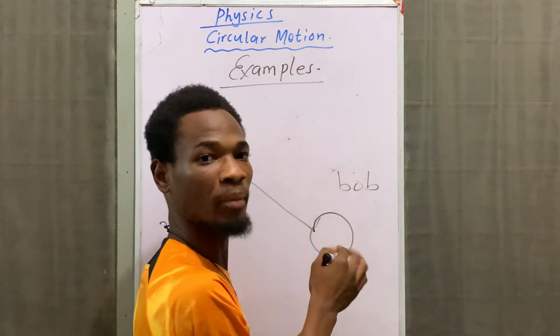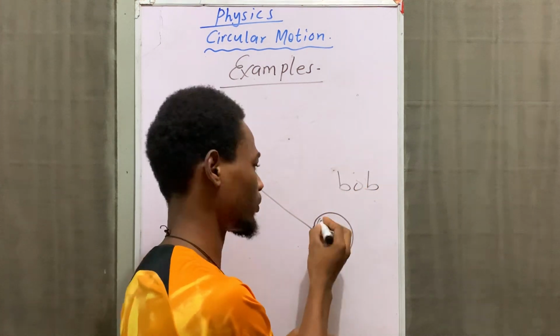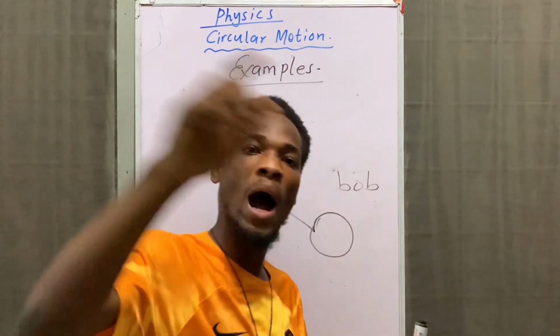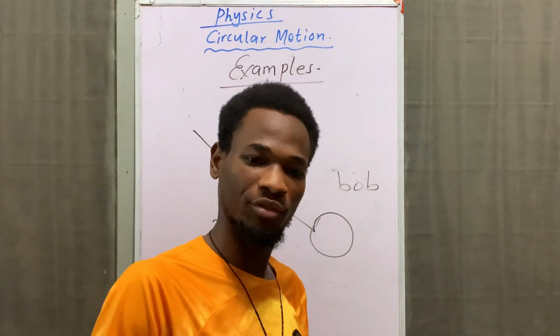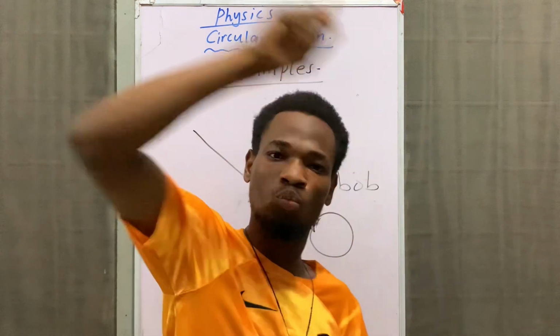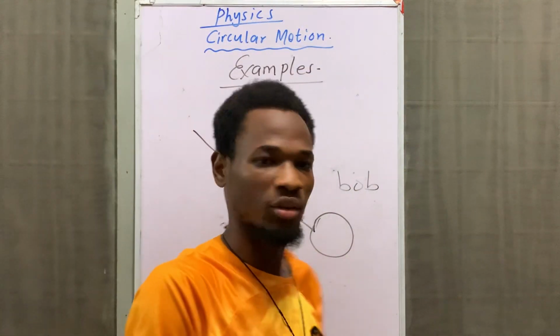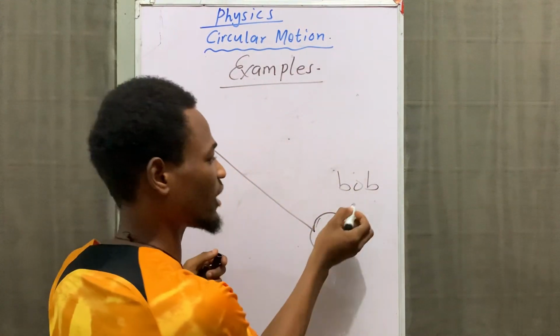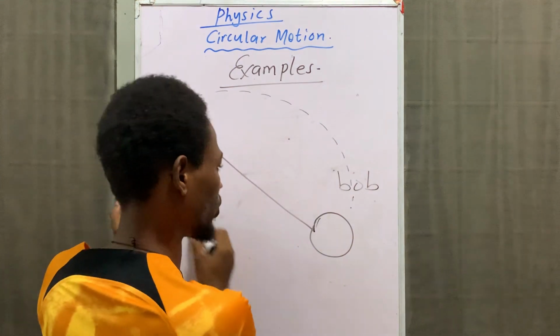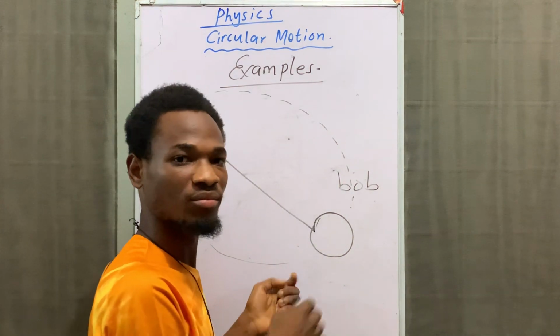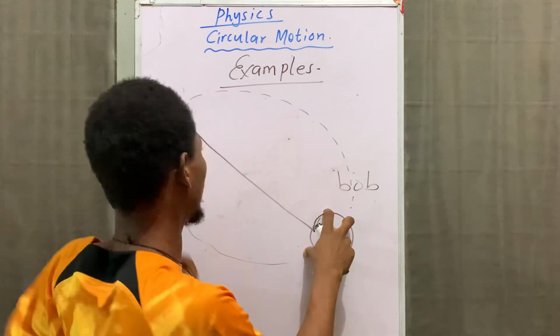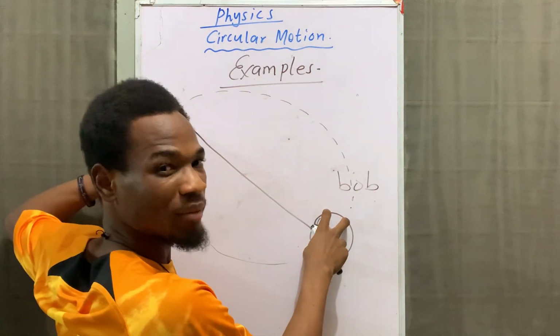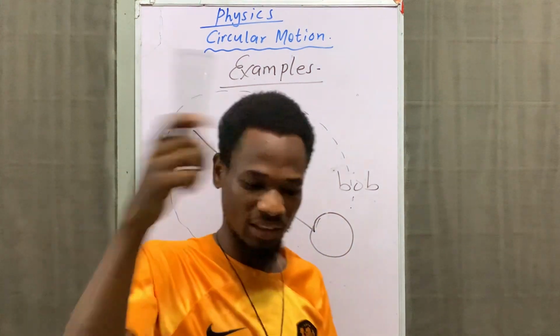So my bulb or my loaded mass here is a stone, and you wound it in the form of a circle. So immediately you start winding it in the form of a circle, it will perform circular motion. So you realize that this is the body, and here will be your center. So we just wound it this way.